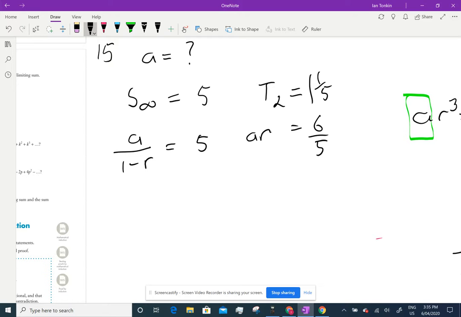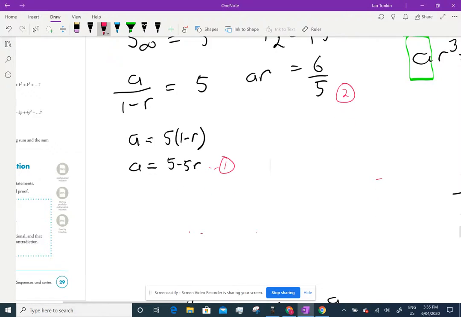So why don't I just substitute one into the other? The easiest thing is going to rewrite this as A equals 5(1 minus R). I multiply that out, and A equals 5 minus 5R. I'm going to call this equation number 1. I'm going to call this equation number 2. And I'm going to sub 1 into 2.